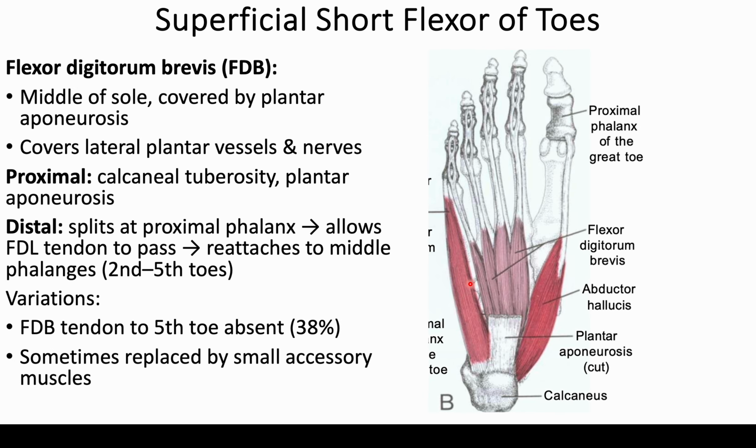Flexor digitorum brevis. This guy's right in the midsole. It's covered by the plantar aponeurosis, and it covers the lateral plantar vessels and nerves. Proximal is the calcaneal tuberosity and plantar aponeurosis, and distally it splits at the proximal phalanx, allows the flexor digitorum longus to pass, and attaches to the middle phalanges of the second to fifth toes. You can see right in that area there.